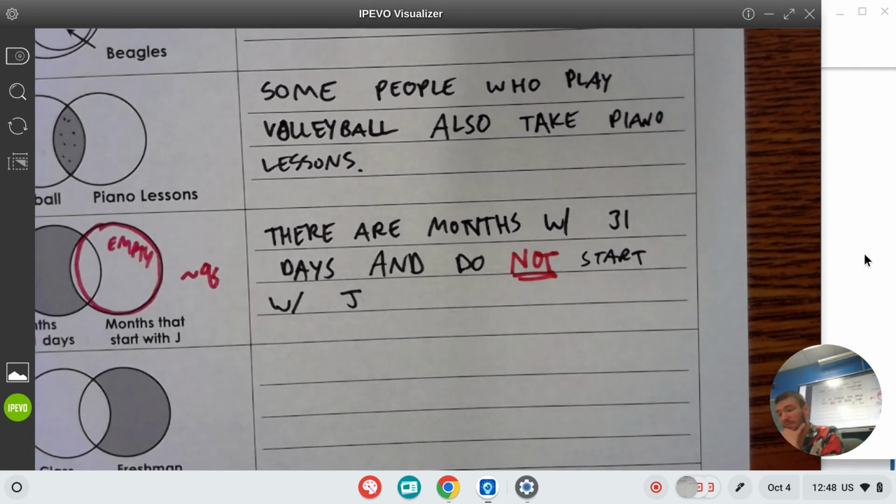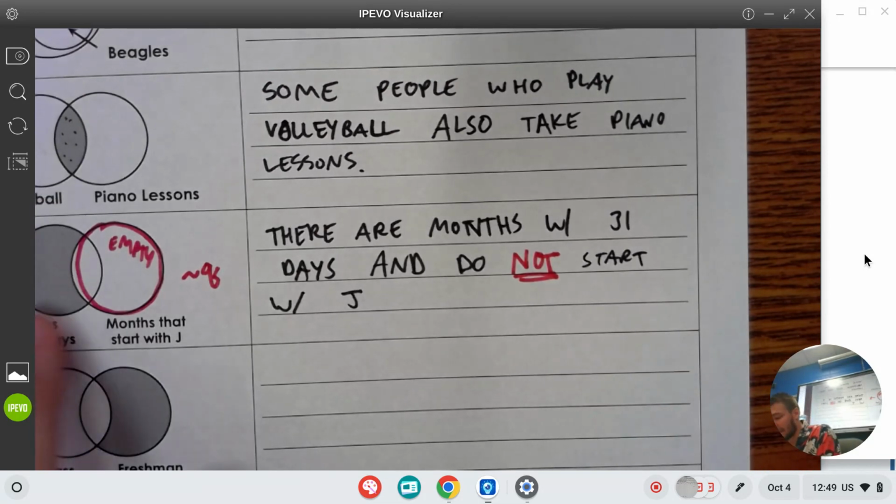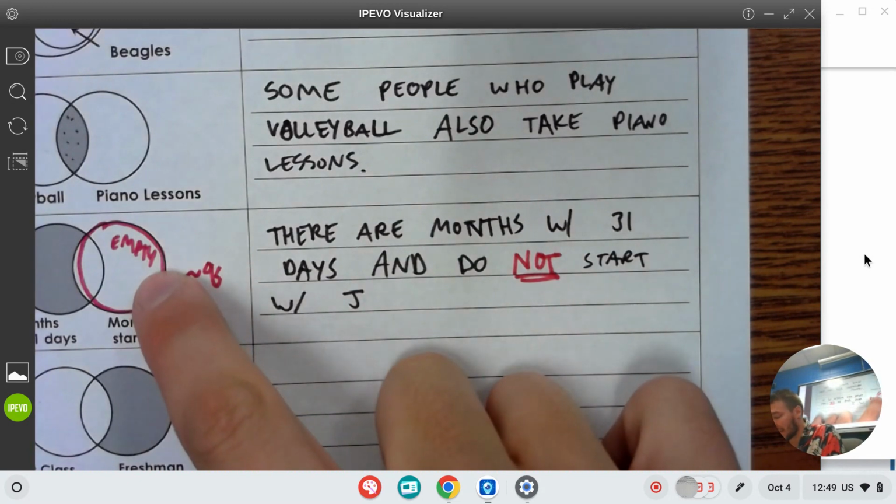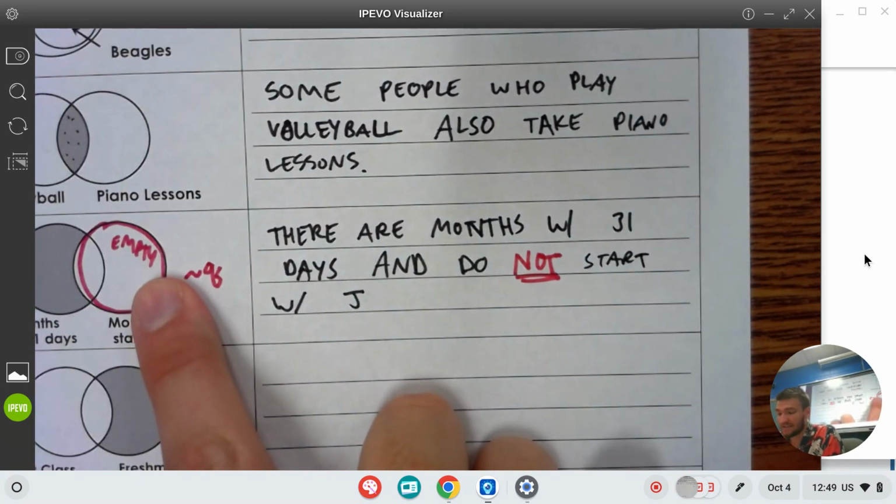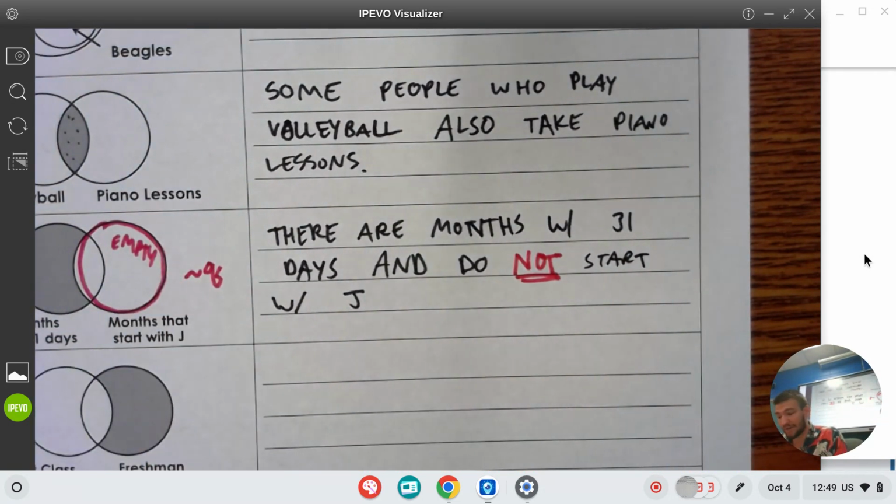Can anybody think of a month with 31 days that does not start with J? There's plenty of them. August, right? Can anyone think of any months that start with J that do not have 31 days? This one's a little bit harder. January does have 31. June does not, but July does. So, yeah. It's an interesting little setup here. I don't mind this question.